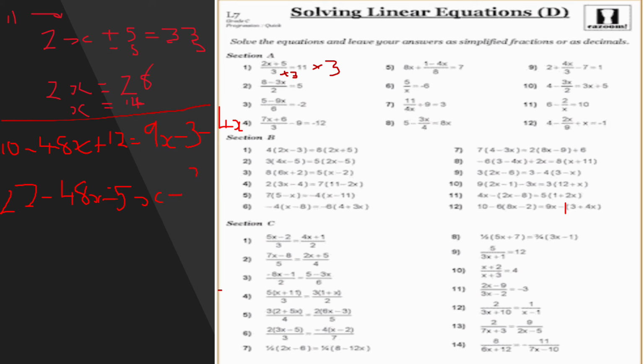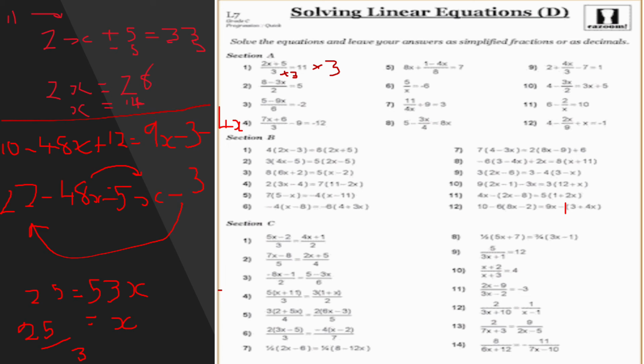Okay, I'm now going to add 48x to both sides and bring the 3 over. So I'm going to have 22 plus 3, which is 25. 25 is equal to 53x. Okay, and then dividing both sides by 53, I get that 25 over 53 is equal to x, guys. Okay, so that's my answer for that one.